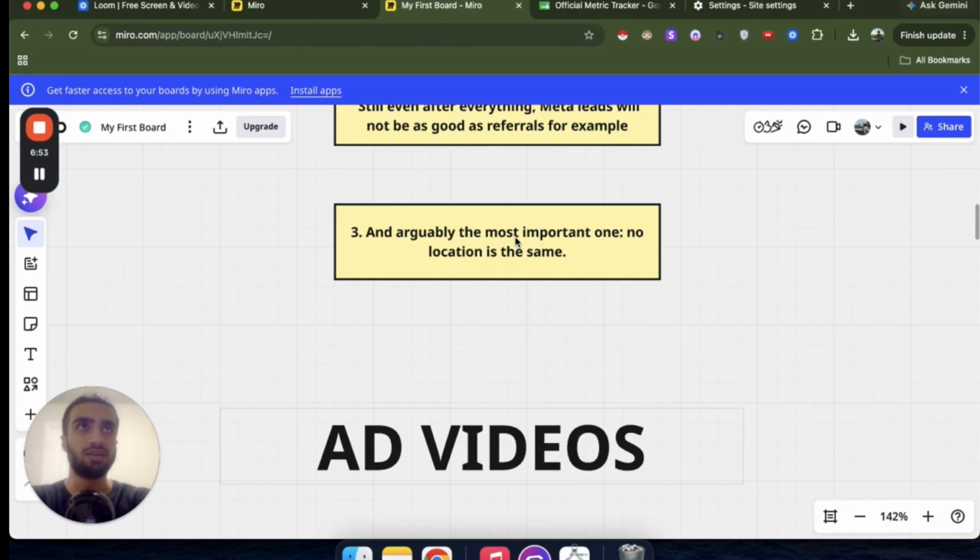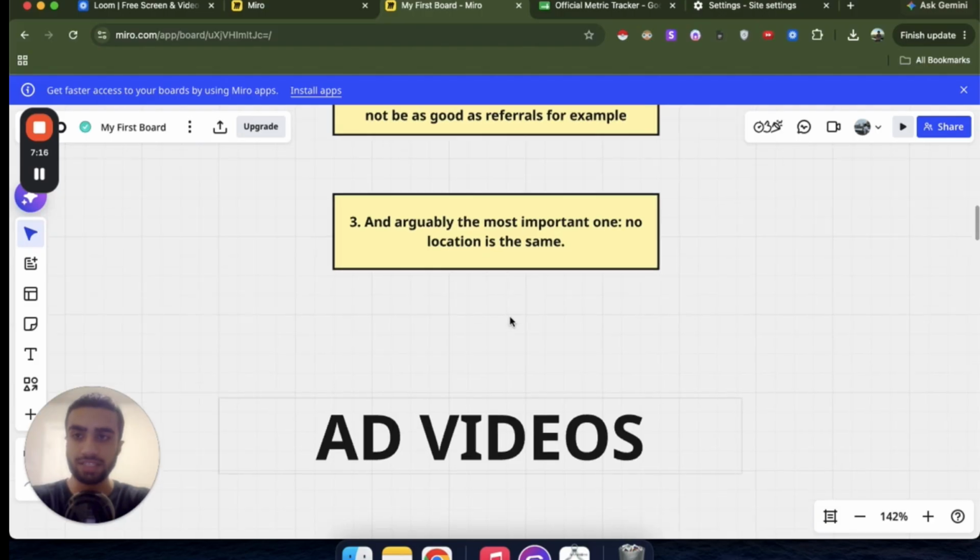The cost of running the ad in rural Kentucky is going to be way less than running it in New York City, or running it in Los Angeles, right? Because everybody and their dad is targeting Los Angeles for ads. Doesn't matter if it's e-commerce or whatever. So no location is the same, bro.